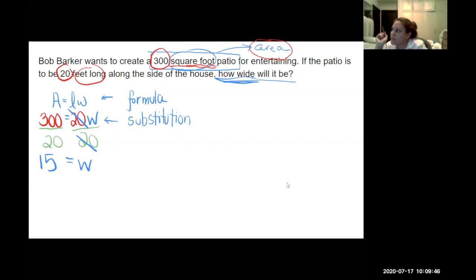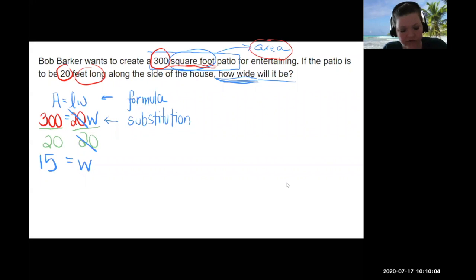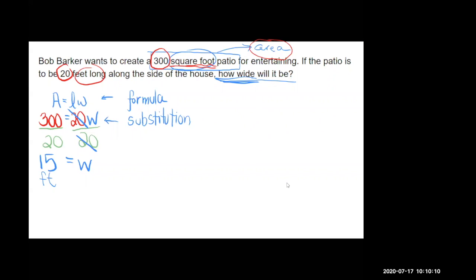Ooh, careful. Area is measured in square units, but dimensions are always linear. Dimensions are lines. The width, the length, the height, the radius, the diameter, all those dimensions are lines. So this won't be 15 square feet, it'll be 15 plain old regular feet. So I'm going to make a note of that because a lot of people struggle with that.